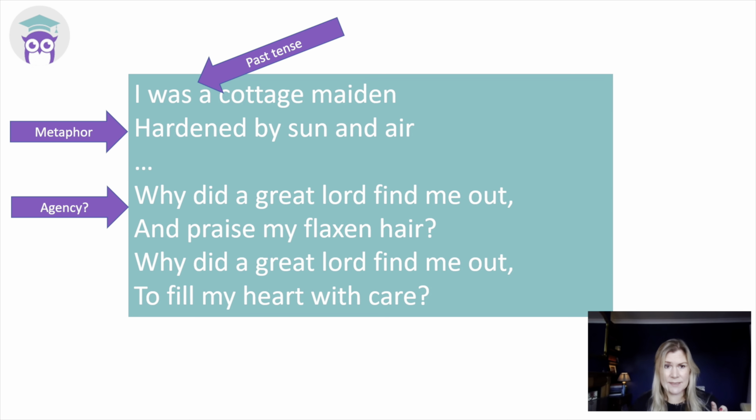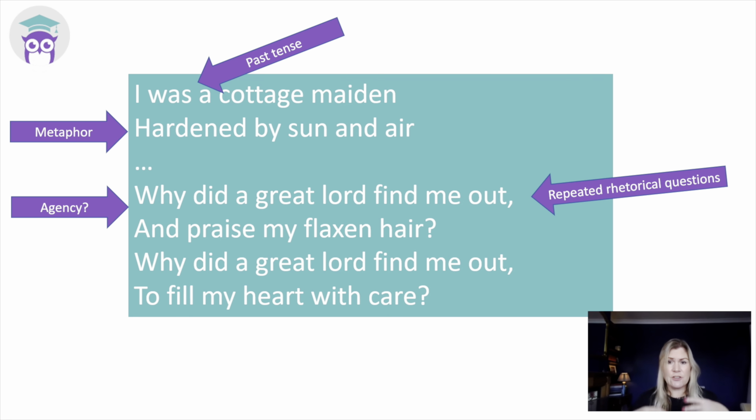In the second half of this stanza, what's really interesting is the way that the agency shifts. What I really mean by that is who the subject of the sentence is, because at first she's the subject of the sentence. You know, "I was a cottage maiden." She's talking about herself using first person pronouns, and then it shifts so that it's a great lord finding her. She becomes the object of the sentence, meaning that suddenly she's lost some of that power. It's the lord that chose her to be his, and it's almost like she has very little that she can do about it.